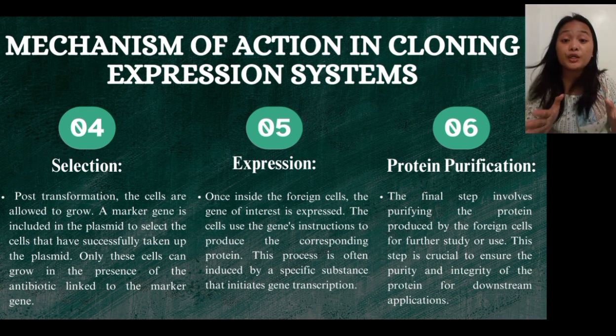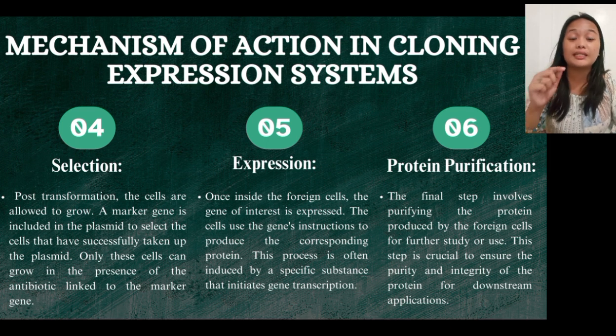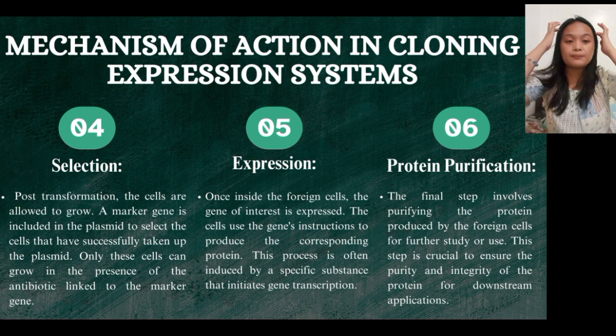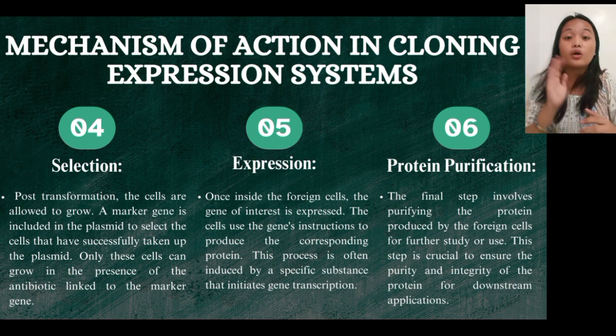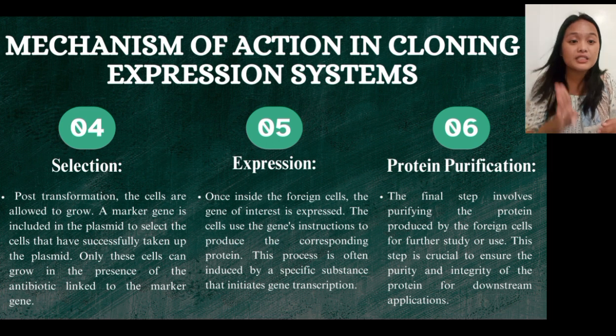So, in simpler terms, step 4, the selection, is the step where we figure out which cells have successfully taken in the plasmid with the gene we're interested in. We do this by including a special marker gene in the plasmid that makes the cell resistant to a certain antibiotic. Then we grow these cells in the presence of that antibiotic. Only the cells that have the plasmid and thus the antibiotic resistance will survive.